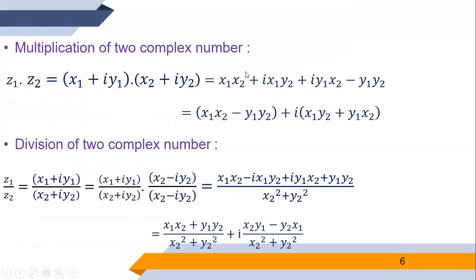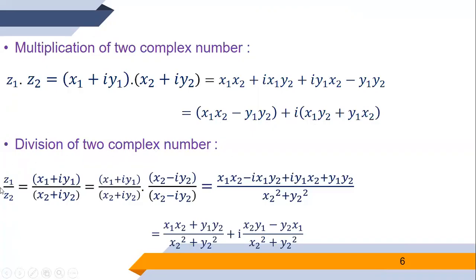Now multiplication of two complex numbers. So z1 into z2 is x1 plus iy1 into x2 plus iy2. This is equal to x1 x2 plus i y1 x2 plus i x1 y2 minus, since i square is minus 1, y1 into y2. So x1 x2 minus y1 y2 is the real part, plus i times x1 y2 plus y1 x2. So this is the multiplication of two complex numbers.